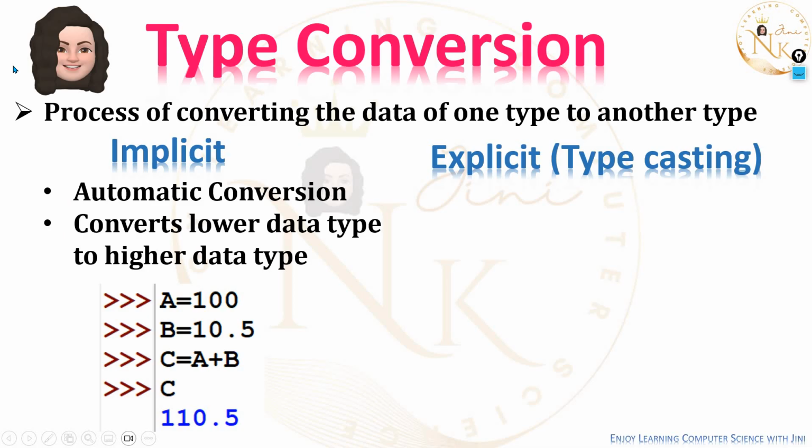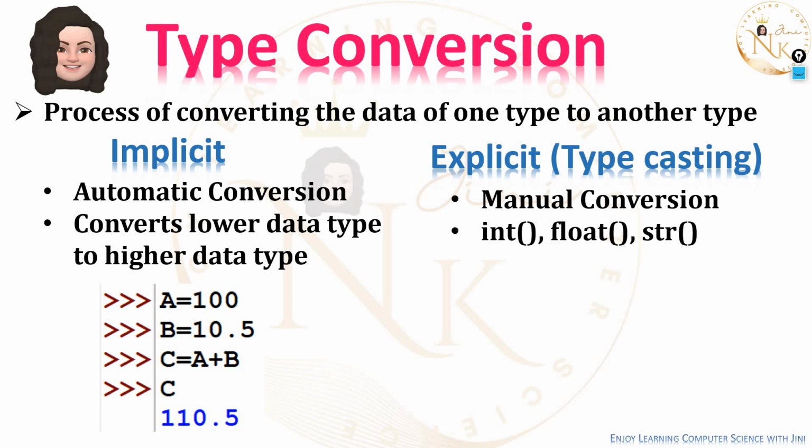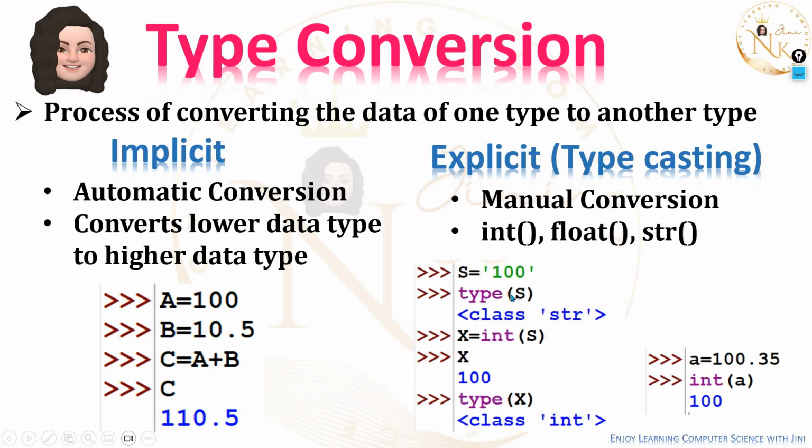The next one is explicit conversion or typecasting, which is done manually by the programmer by applying the function int or float or str. Look at the examples. s is equal to "100". So what is the data type? String, because it is given within quotes.